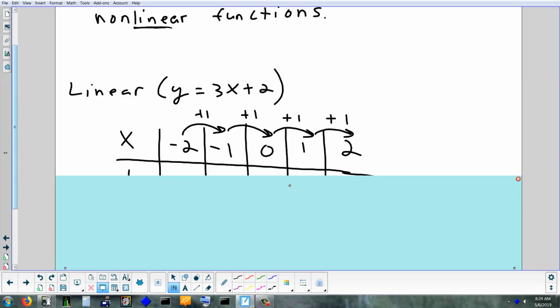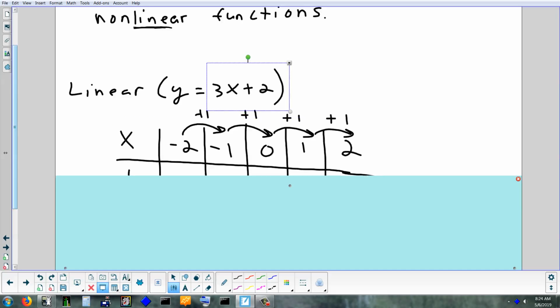So we started with -2, -1, 0, 1, 2. Does everyone see we just picked numbers that went up 1 each time? Now, if you pick numbers that go up 1, well, they could go down 1 sometimes, but usually it's up 1 each time. Let's look at what happens to the y values.